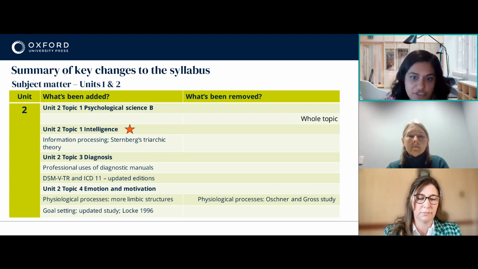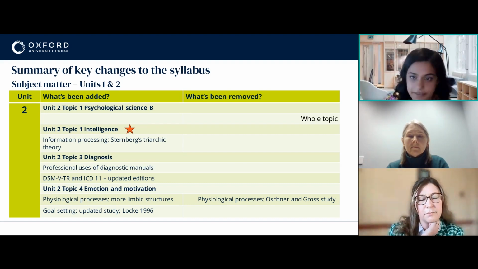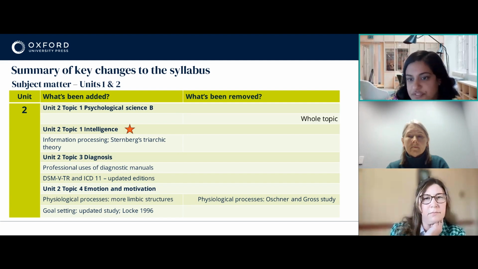And the emotion and motivation topic, there's a few minor tweaks on the physiological processes to refer to the limbic system structures, as well as including an updated study for Locke. And then they've removed a study there as well.